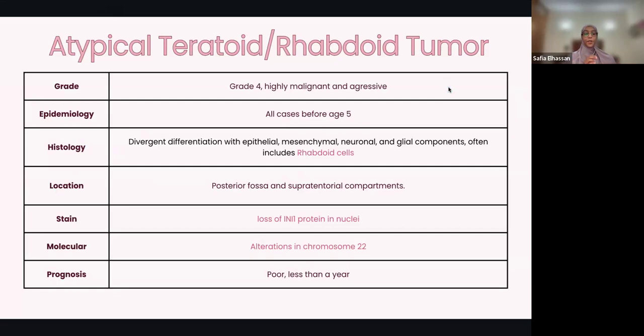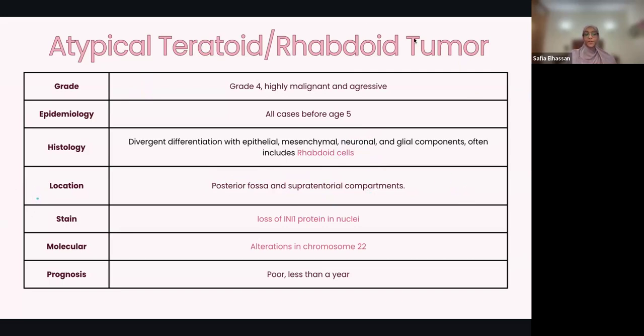So with this type of tumor, it's kind of a mess. You have some differentiation into epithelial cells, some into mesenchymal cells, some into neuronal cells, some into glial cells, and it often includes rhabdoid cells. Rhabdoid cells are an atypical type of cell. You don't have to know what it looks like, just know that it's present in this type of tumor. Usually found in the posterior fossa and the supratentorial compartments.